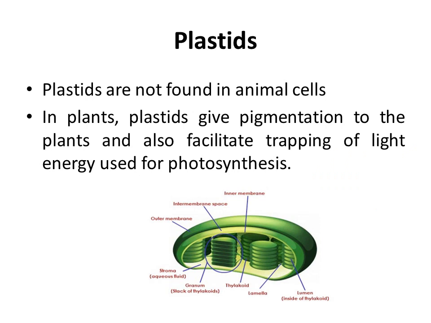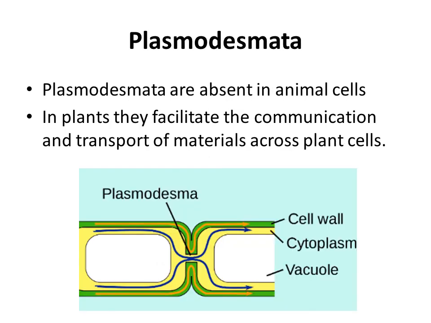Plastids are not found in animal cells, while in plant cells they give pigmentation to the plant body, and they also help to trap the light and energy which is used for photosynthesis. Plasmodesmata are absent in animal cells, while in plant cells they facilitate the communication and transport of materials across plant cells.